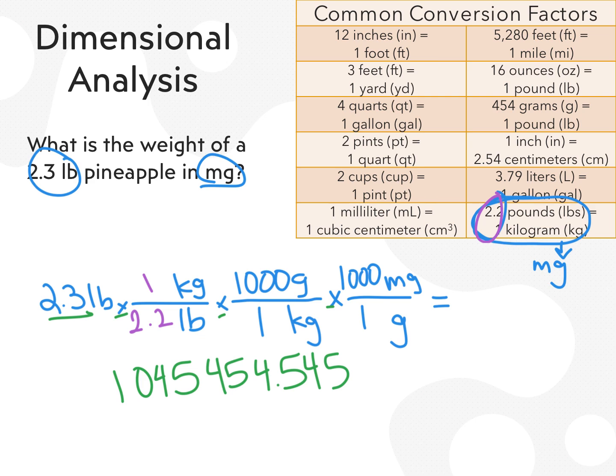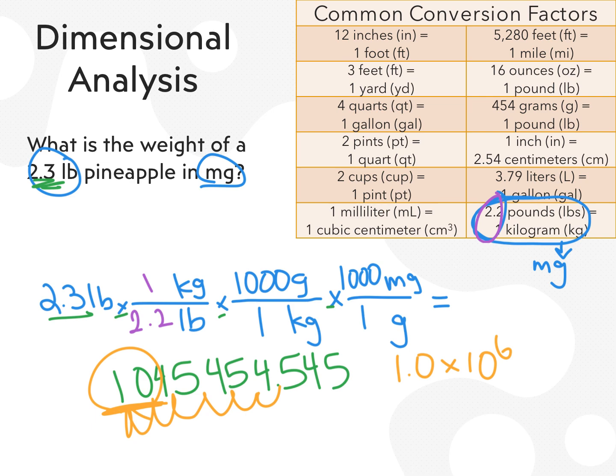10454.545. Oh, that's a lot of significant figures. And then I'm going to round that because that's way too many. I have 2.3 pounds. This is entirely multiplying and dividing, so I want 2 significant figures. My 2 significant figures are these first 2. So I'm going to put that in scientific notation, 1.0 times 10 to the 6.